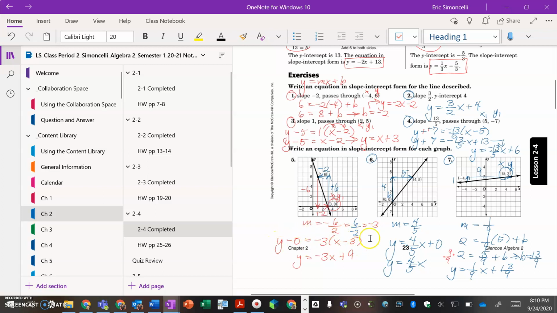I plugged it into y minus y1 equals m times x minus x1. There's 0 for y1, there's 3 for x1. I simplified. I didn't have to move anything over, and y equals -3x plus 9. This 0 made things really nice. Please finish up on your own taking a look.